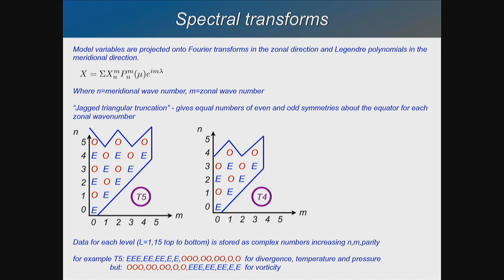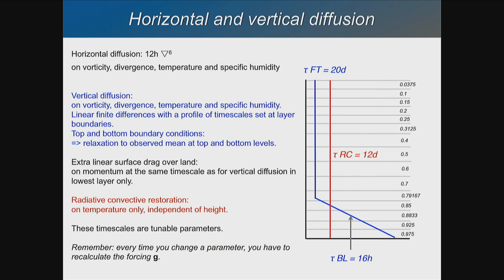So this is zonal wave number, meridional wave number, and it's a kind of funky, jagged triangular truncation. Which means that for each zonal wave number, you have the same number of even about the equator and odd about the equator spectral coefficients. Traditionally, that was useful for doing hemispheric runs.